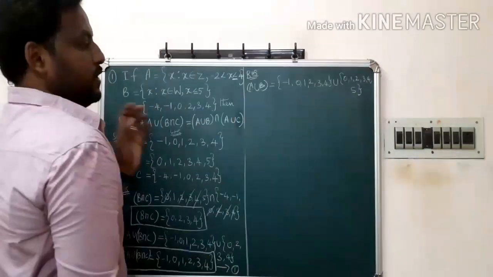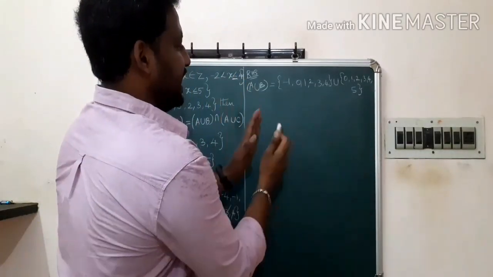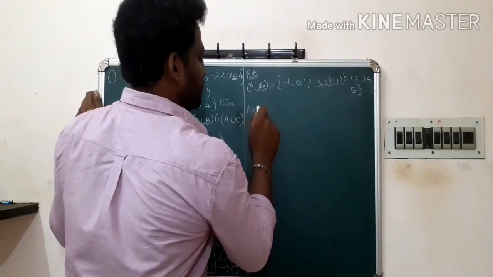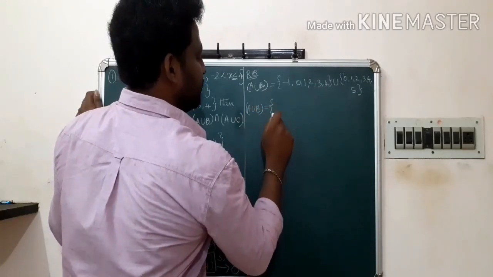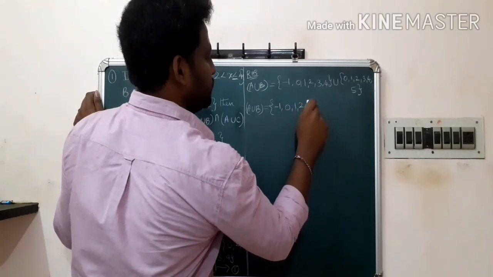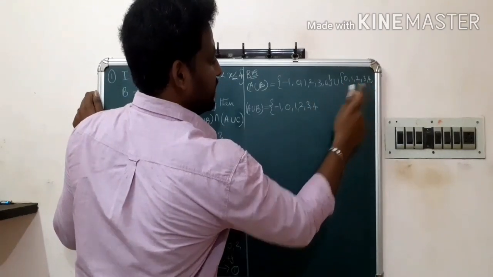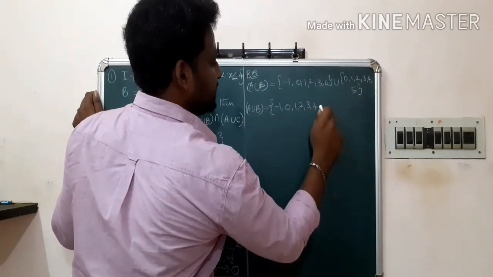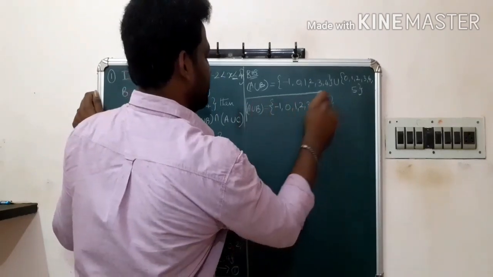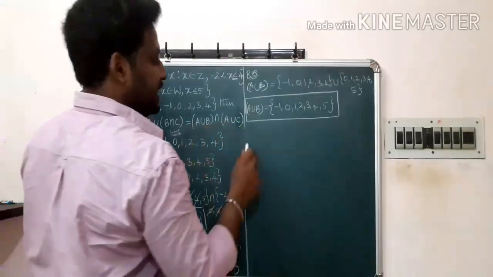So we have to take the union of both A and B, which means we have to combine set A and set B. That is, A union B is equal to minus 1, 0, 1, 2, 3, 4, and then here 0, 1, 2, 3, 4 are already written, and the next one is 5. So this is A union B, and then we have to find out A union C.